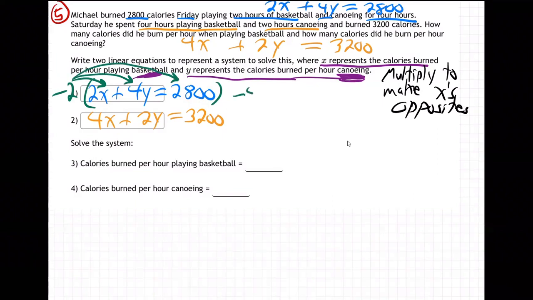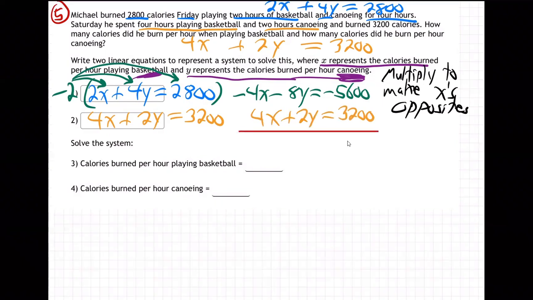So what do we got? -4X minus 8Y minus 5,600, I think. Is that 2 times 20? Yeah. Okay. And then the second equation, no change. I'm just going to bring it over. It's the same as it was, just 4X plus 2Y is 3,200. Okay. And then draw your line, add them up, and these cancel.